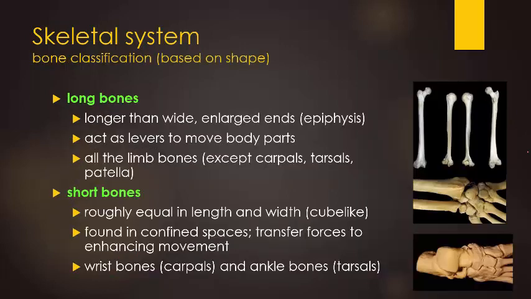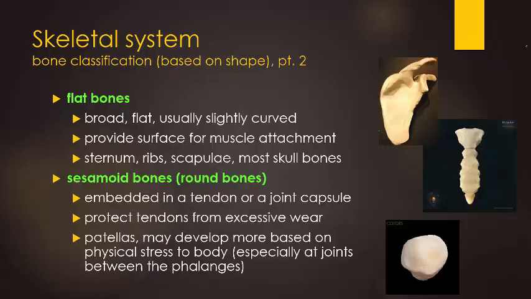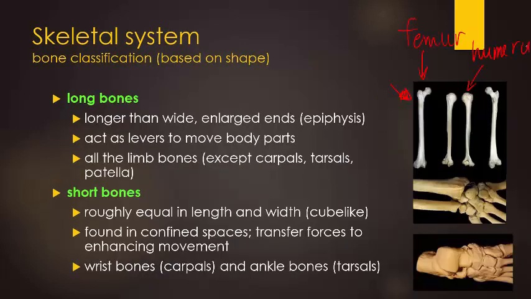Okay, so if we're going to classify bones, we can classify them first based on shape. We'll look at other ways to talk about bones too, but we'll start first with shapes. There are long bones, and here's a nice supply of long bones. This would be the femur, which is the bone of the thigh. These are the humeruses. So the femur and the humerus both are long bones.